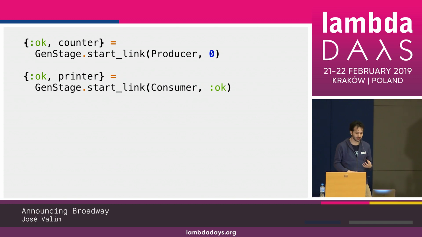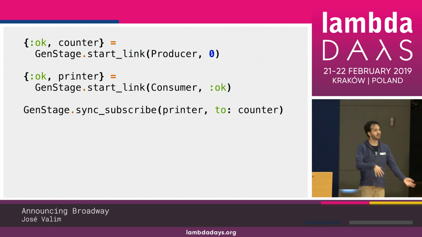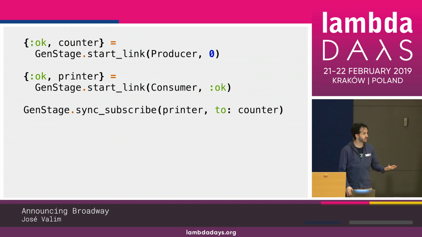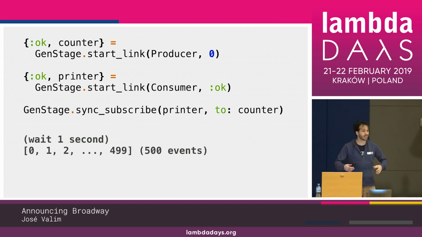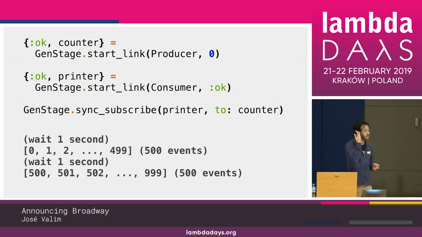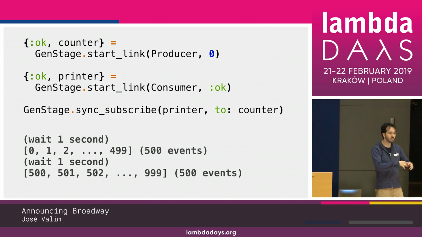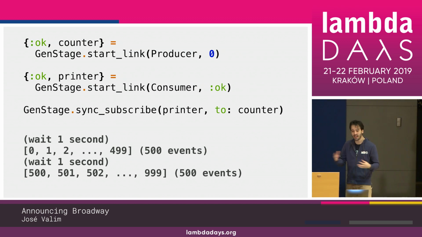And after you do this, you are going to wait a second, and you're going to see the events 0, 1, 2, 3, up to 499, 500 events printed. And then you're going to wait another second. You're going to see more 500 events printed, and so on, and so on. Okay? So look, we just had to write the code that gets the data, the code that processes the data. We didn't have to worry about anything else. We didn't have to worry about controlling how many events are sent. We didn't have to worry about controlling the demand. We didn't have to do anything else.